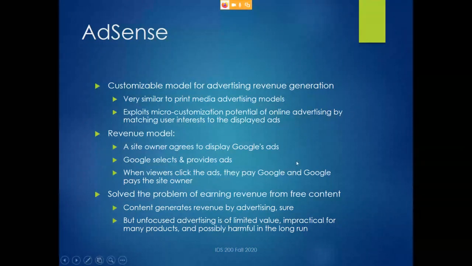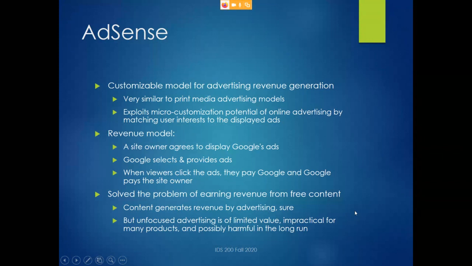So, revenue model. Site owner agrees to display Google's ads. Google selects and provides the ads in the appropriate place on each page. And when viewers click on the ads, advertisers pay Google, and Google gives a cut of that to the site owner, typically about 40%. So if you're some kind of unemployed blogger and you say to yourself, well, I'd like to make money to have pizza once in a while, you can write your little blog and you can have ads on it, and hopefully once in a while somebody clicks on them and Google will pay you some money. So basically this solves the problem of earning revenue from free content, right?